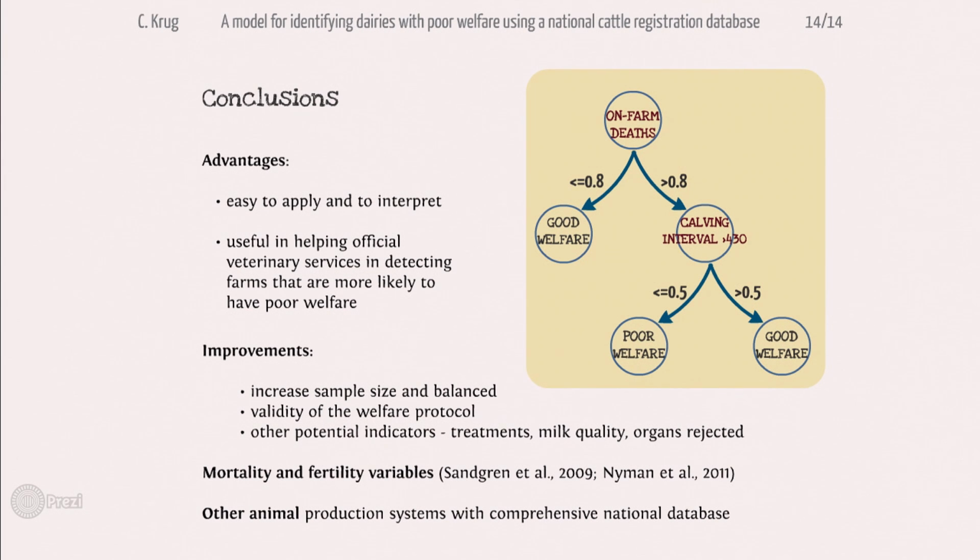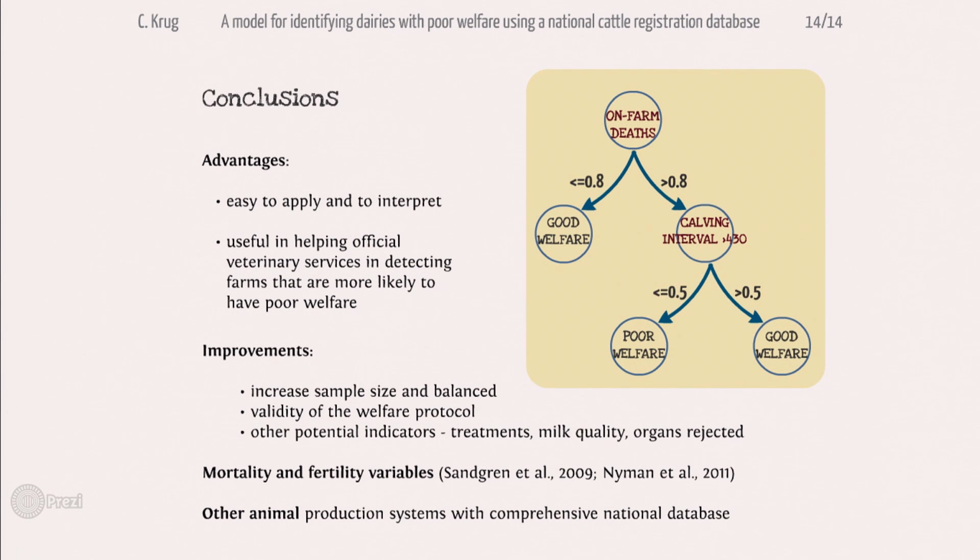However, of course, this model is not perfect. There are some improvements that could be done. The sample size, as I said, the farms were selected by convenience. We could select a sample that would be more representative of the farms of our country, more balanced, because we had many more farms with good welfare than poor welfare.